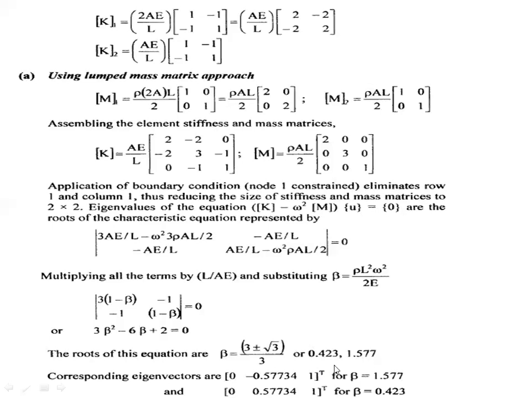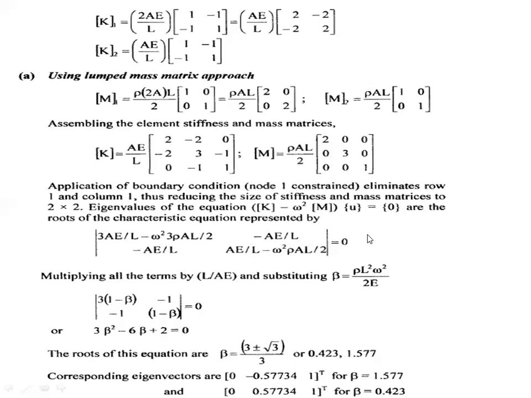If beta is equal to 0.423, then you will get the eigenvector as 0, 0.577341 to the power of transpose. These are the eigenvectors for the beta, and this is the lumped mass matrix approach. So in the lumped mass matrix, the beta values are 1.577 and 0.423.